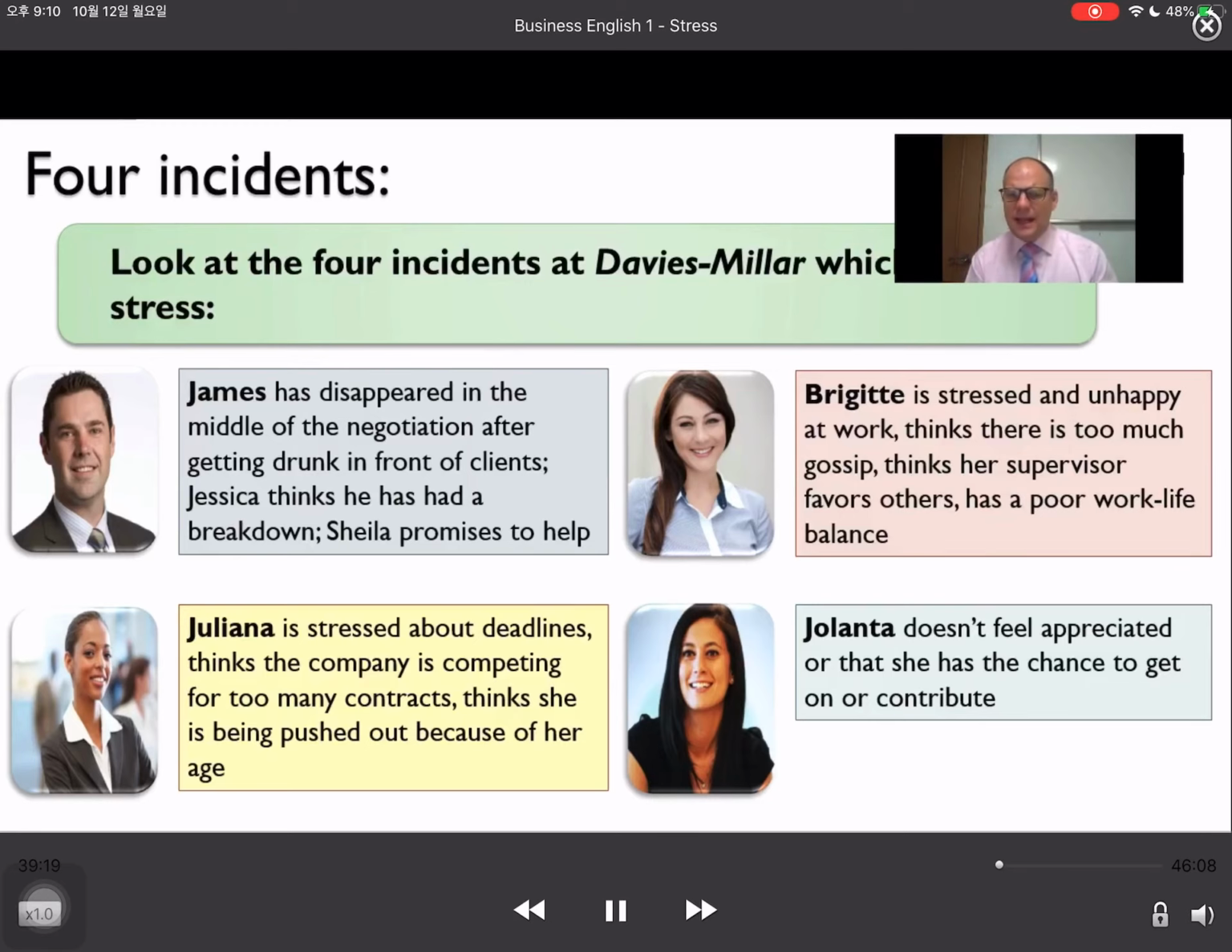So maybe you want to tackle it in a different way. Maybe you want to help James to get over his problems and keep him on the staff. Maybe you want to fire him. But if you fire him, then you've got to replace him. Also, Sheila's promised to help him. So the company's actually promised some help. How are you going to deal with that situation? And there you go. You got James, you got Bridget, you got Jolanta, you got Juliana. Work through them. See if you can. How would you deal with these situations?